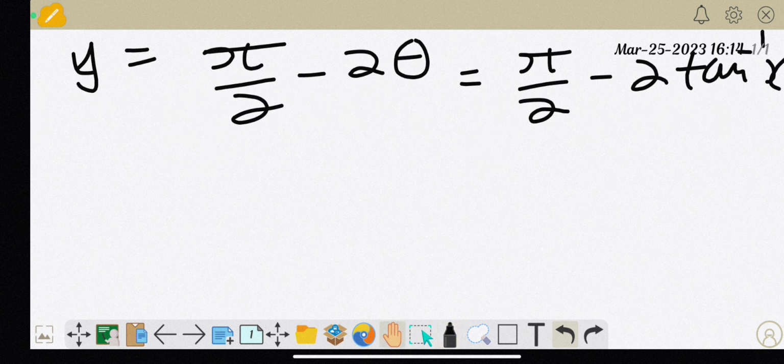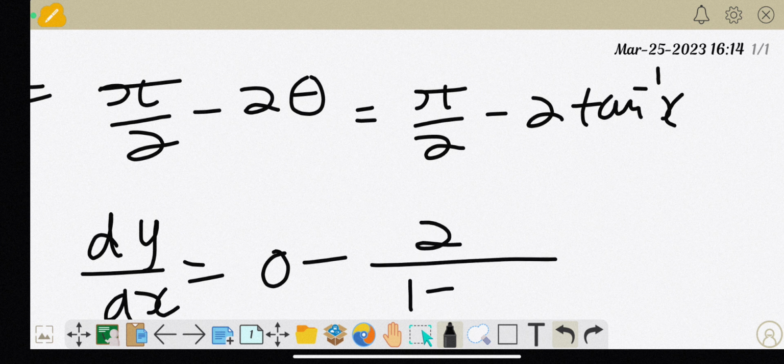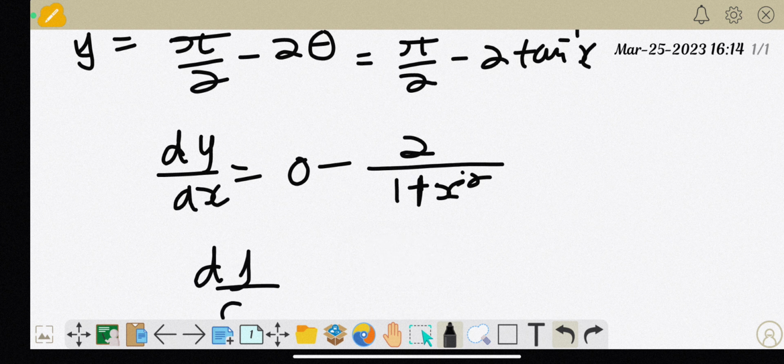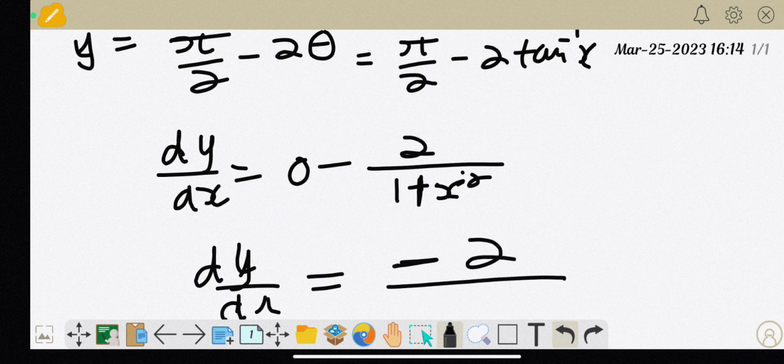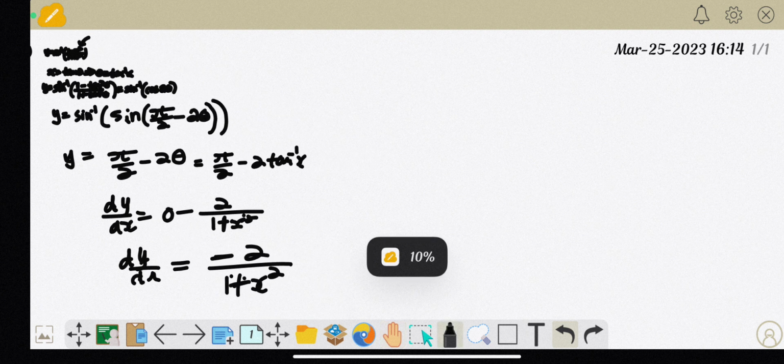Correct. So now differentiate on both sides. When you differentiate on both sides, the differentiation of this constant is 0, correct? Differentiation of 2 is a constant. Differentiation of tan inverse x is 1 by 1 plus x square, correct? So my required answer is dy by dx is equal to minus 2 by 1 plus x square. Okay, so I will solve it by another method also.